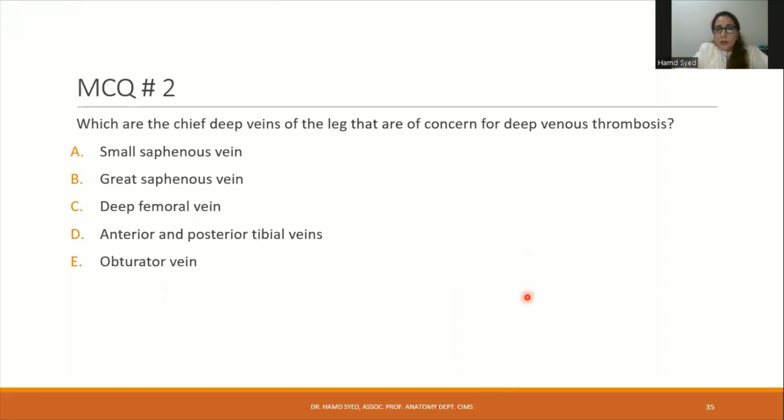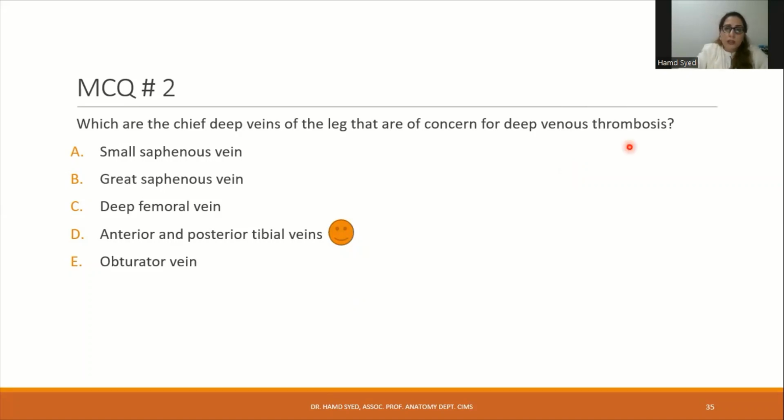Now here's the next MCQ. What are the chief deep veins of the leg that are of concern when we are thinking about deep venous thrombosis? So deep venous thrombosis affects which veins of the leg? We know it is the deep veins, it is the anterior and posterior tibial veins which are going to be affected.